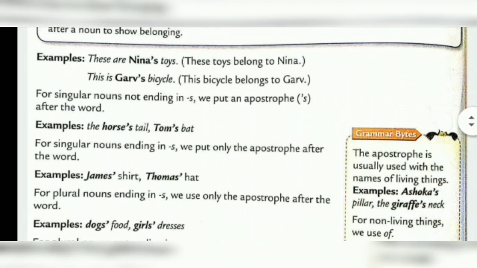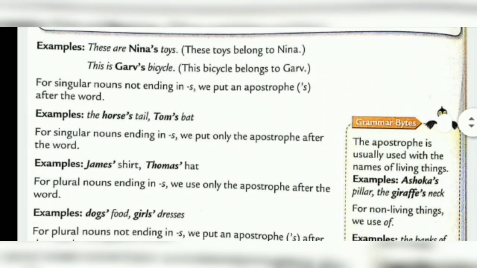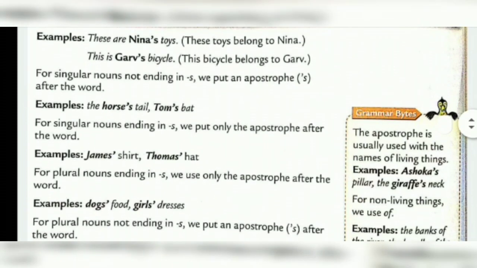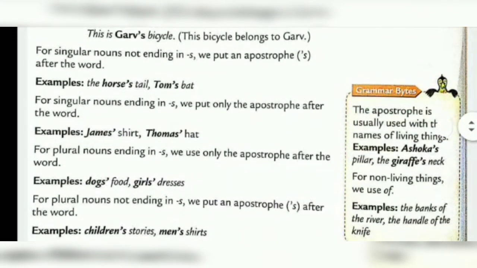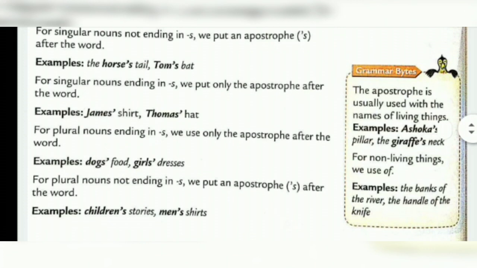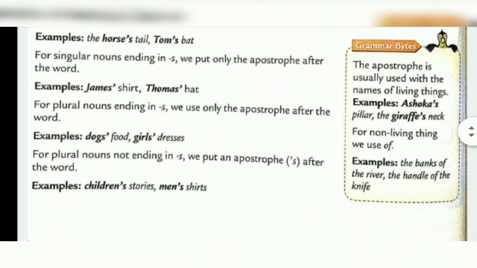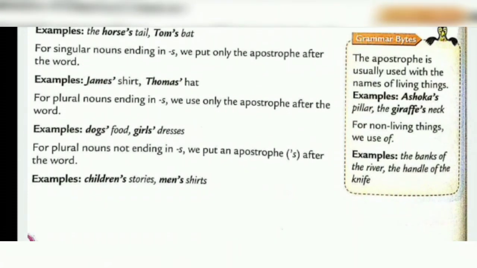Easy. For singular nouns not ending in s, we put an apostrophe s after the word. For example, the horse's tail, Tom's bat. For singular nouns ending in s, we put only an apostrophe. Remember. For example, James' shirt, Thomas' hat. For plural nouns ending in s, we use only the apostrophe after the word. For example, dogs' food, girls' dresses. And the last one, for plural nouns not ending in s, we put an apostrophe s after the word.